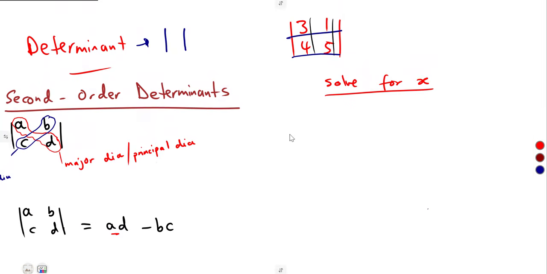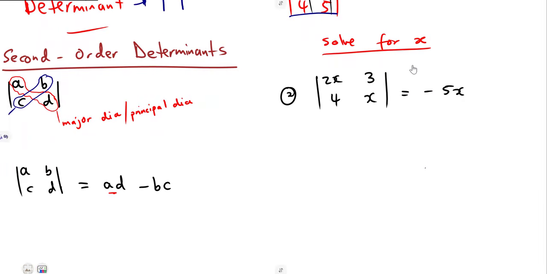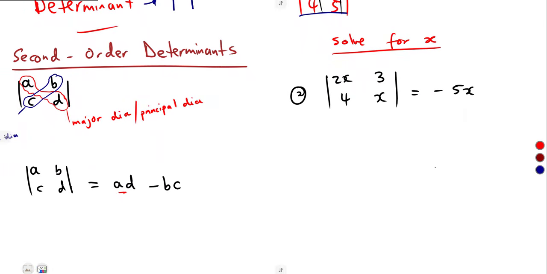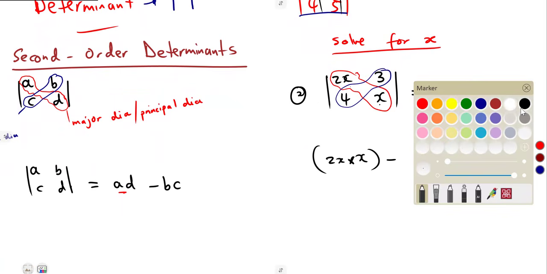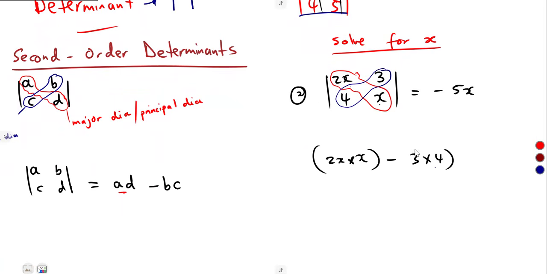All right, let's consider this one. The determinant of 2x, 3, 4, x is equal to negative 5x. Solve for what? For x. So still determinant, so we go back to the format. What is it that we have in the major diagonal? Multiply those two, 2x times x. We're going to multiply this minus what we have in the minor diagonal, 3 times 4. This is supposed to give us negative 5x.